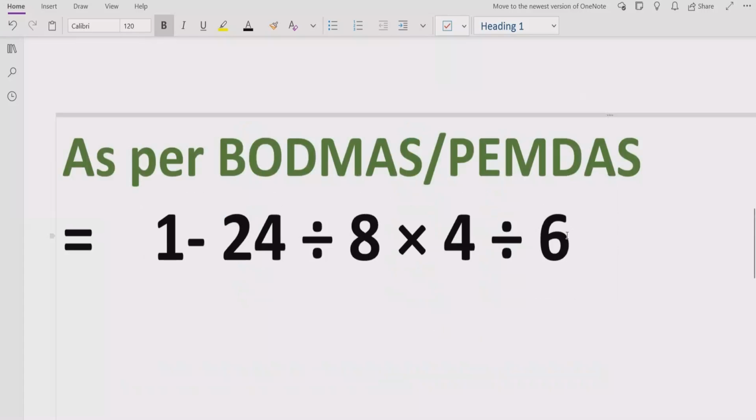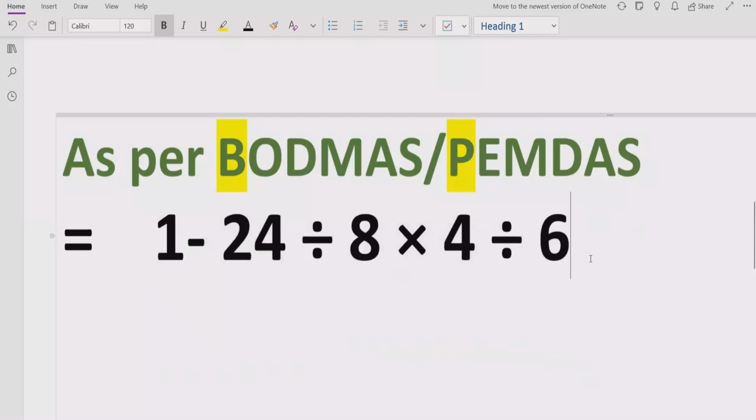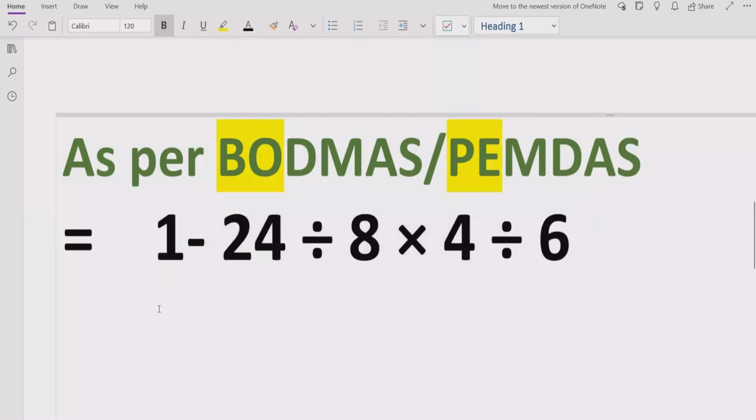So according to the BODMAS and PEMDAS rule, first of all, we have to solve the bracket or parenthesis. But in our expression, we do not have any number inside a bracket. So we have to skip this step. Now we have to move forward to order of operation and exponent part. But in our expression, we do not have any number which has the power. So we can skip this step as well.